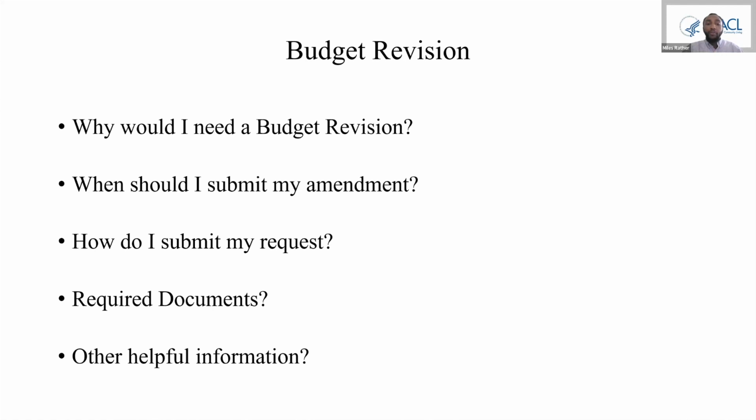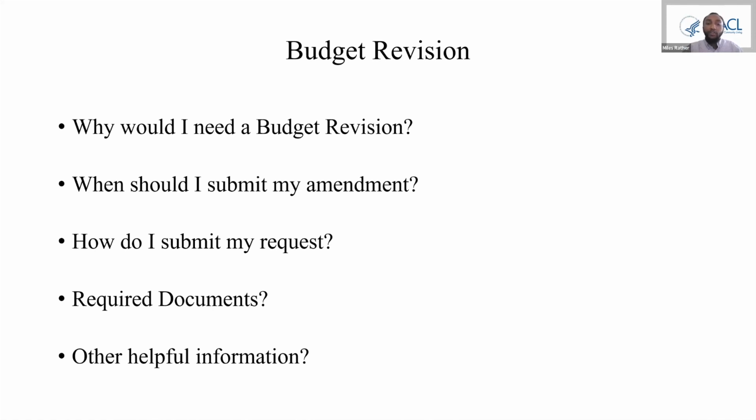How do you submit your amendment/request? You will submit it as an amendment in Grant Solutions, which is also a type 8 amendment, but it is labeled ACL budget revision. And the required documents for a budget revision are a dated cover letter, of course, signed by your AOR, which includes your grant number and organization name, a written justification stating the need for the budget revision, an SF424A listing the proposed new budget category, and a budget narrative/justification detailing the proposed change in each budget category. Helpful information I have regarding a budget revision.